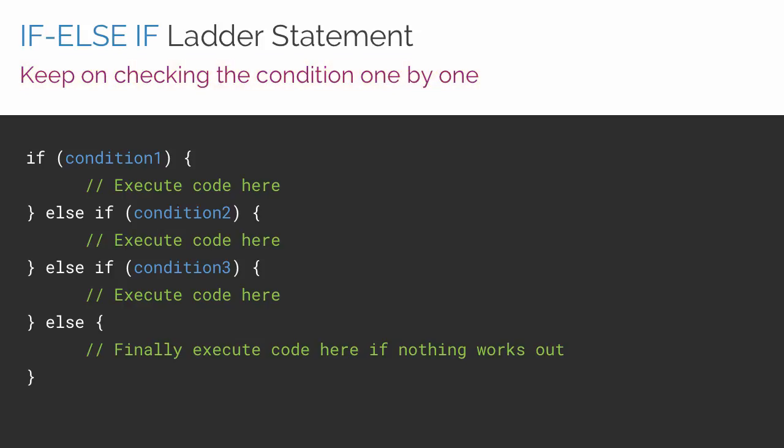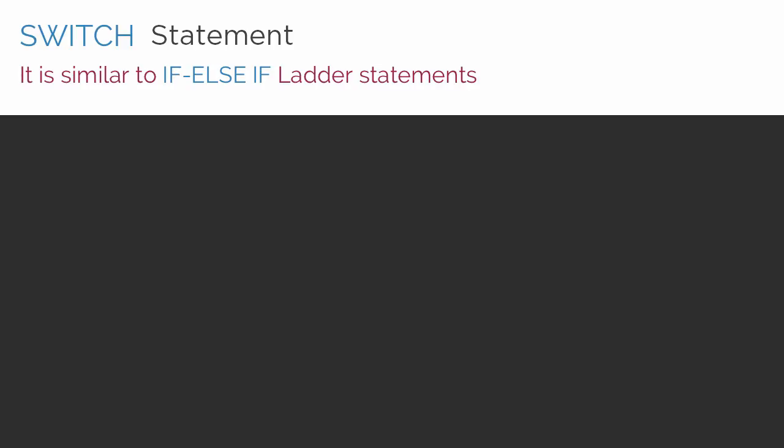You must be thinking why we are calling it the ladder statement. Just because the code looks similar to a ladder. If this is true, then go for this, else keep on checking the conditions one by one till you reach the end, like this. And then proceeding forward, we have the switch case statement.